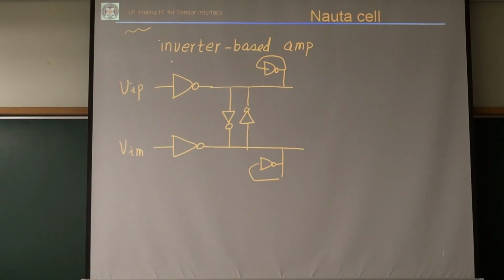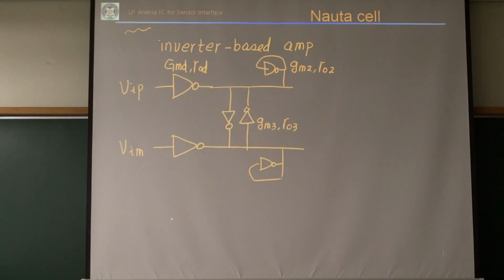Say this is GMD, ROD, and then this may be GM2, RO2. Each one of these is GM3, RO3. Yeah, so there is some slight error in the common mode gain.